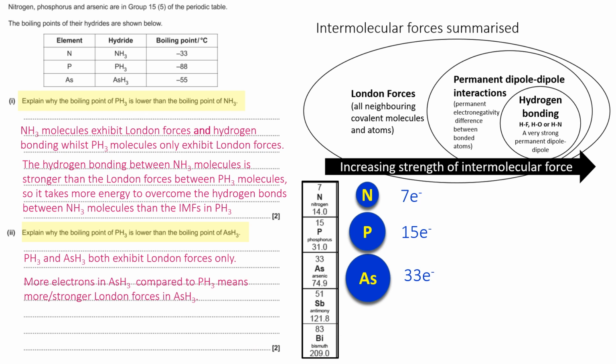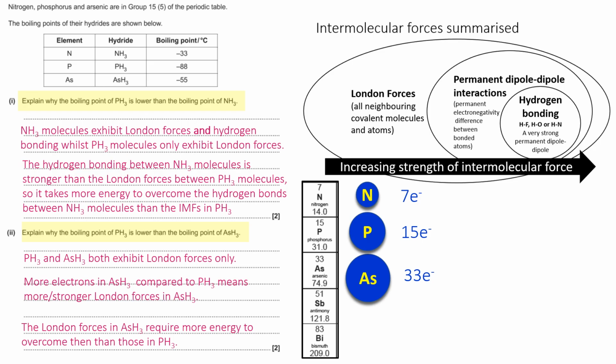If you get more electrons, you will get stronger or more London forces. And that means that those London forces will require more energy to overcome than the London forces present in a molecule containing smaller atoms, because the molecule containing smaller atoms will have fewer electrons, such as PH3.